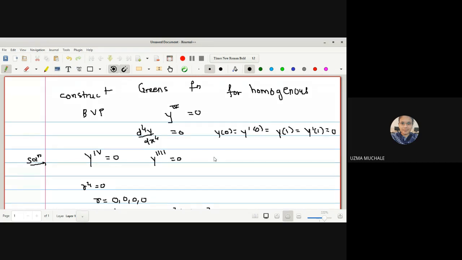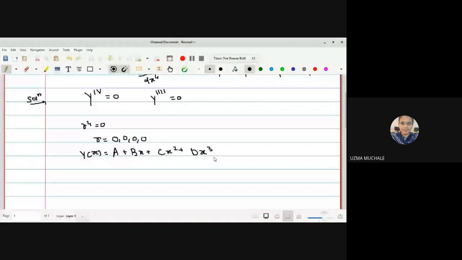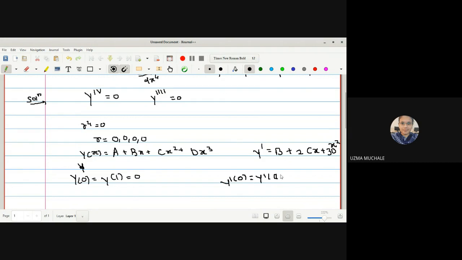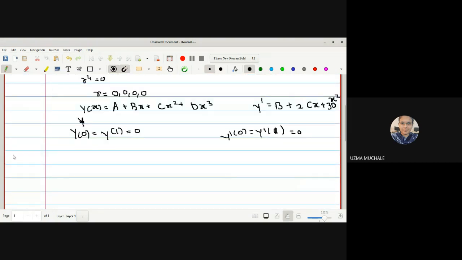For that, first we have to find y dash so that we can use the initial conditions. So I will write the y dash here. y dash will be, A is a constant term, so simply it will be B plus 2Cx plus 3Dx square. We have to use the conditions. What are the conditions? y of 0 is equal to y of 1 is equal to 0, y dash of 0, y dash of 1 is equal to 0. You have to use these conditions and find the values of A, B, C, D.